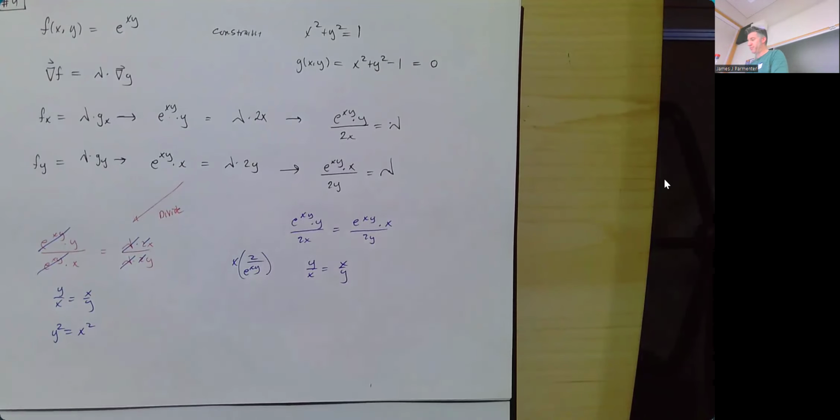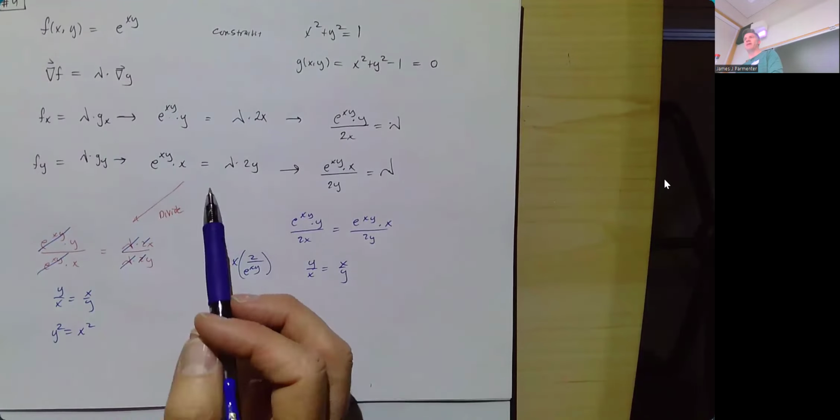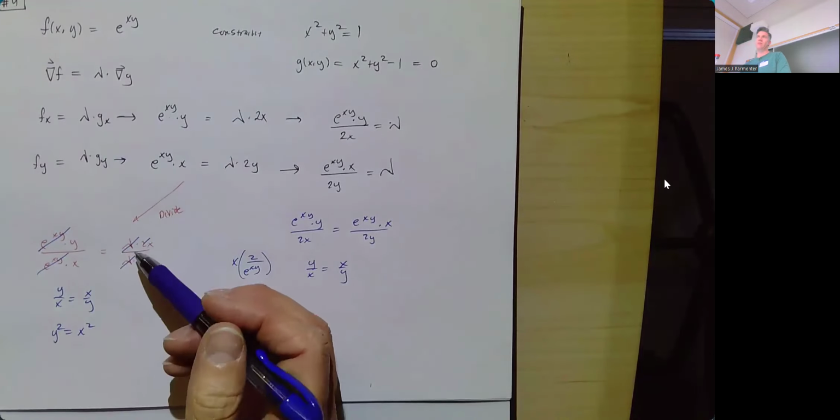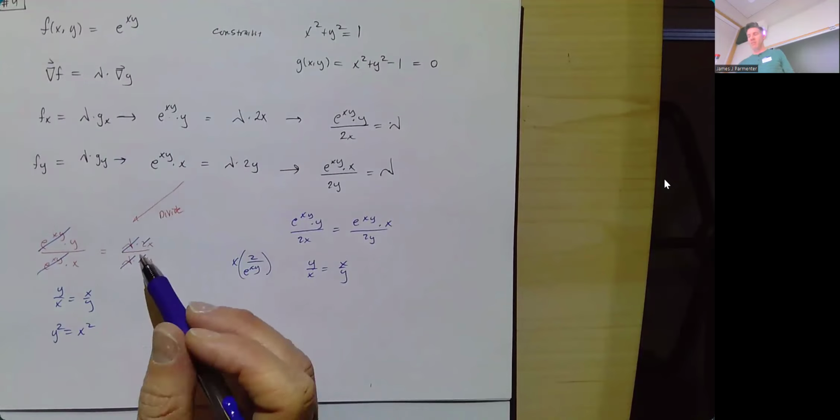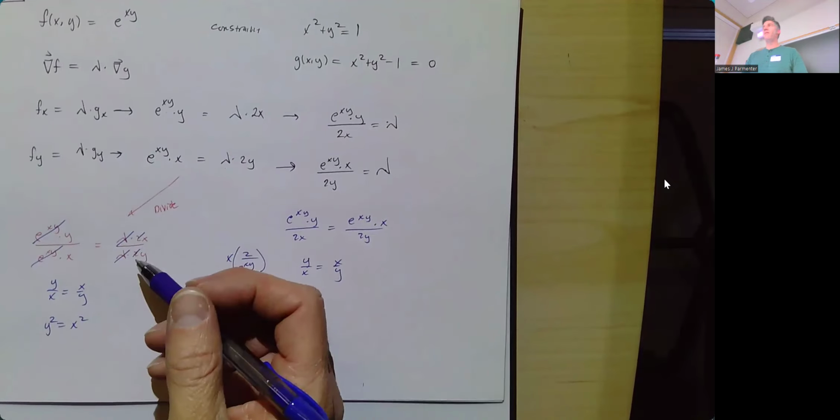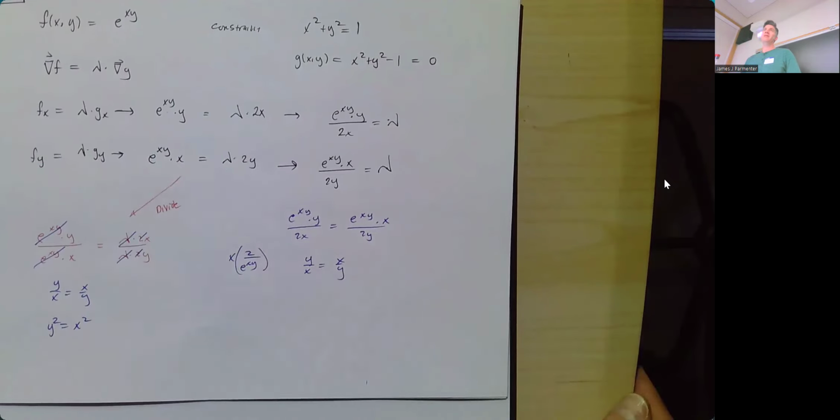Same deal. I didn't used to like this. I thought, what are you doing? That seems kind of crazy. But the more I've taught this, the more I think, oh, that's kind of convenient, actually. If things look like they're going to cancel nicely, dividing the equations by each other is actually a pretty slick way of getting there. Not the only way to do it, though.